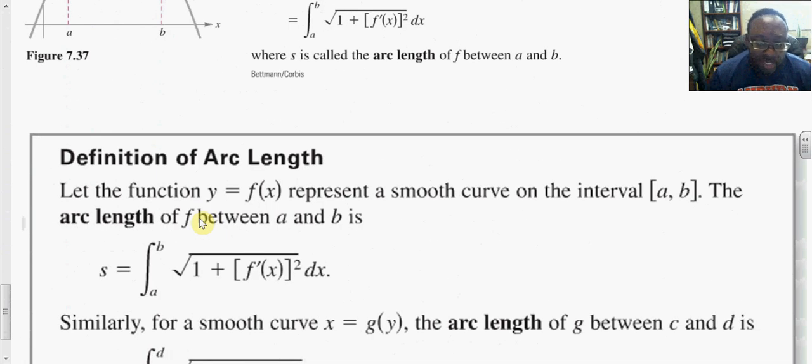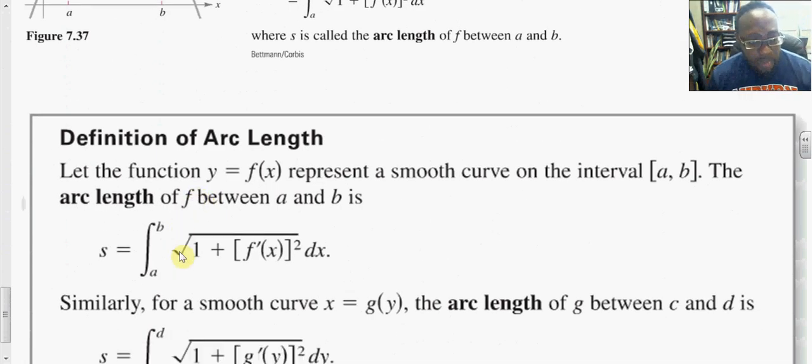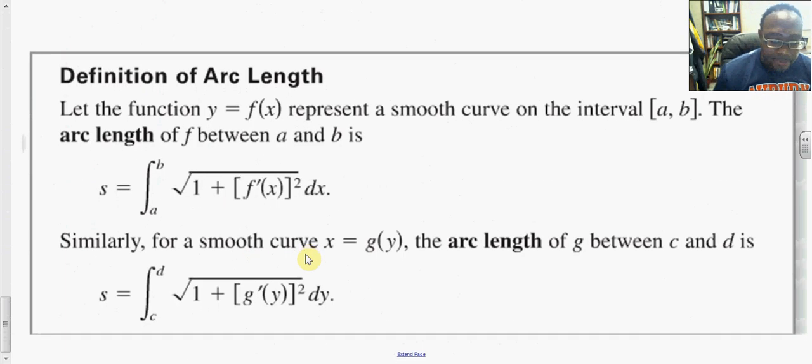So the definition of the arc length S: we say that the function f is a smooth curve. That is, the curve is continuously differentiable on the closed interval from a to b. Another phrase for that, in some of the older books, is rectifiable curve. So we calculate the arc length as the integral from a to b of the square root of 1 plus f prime of x squared dx. Now we just go right to the problems.